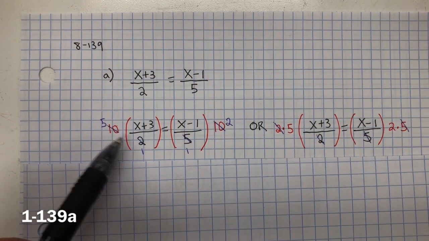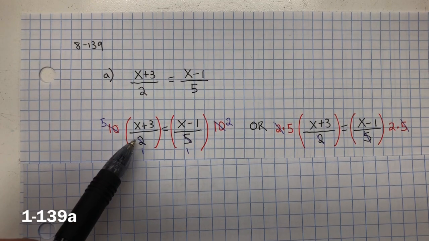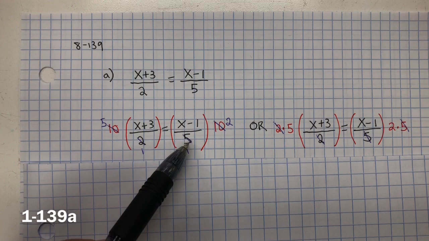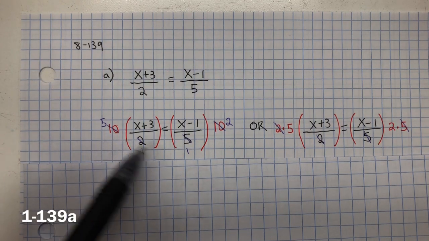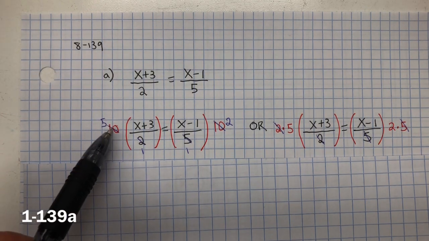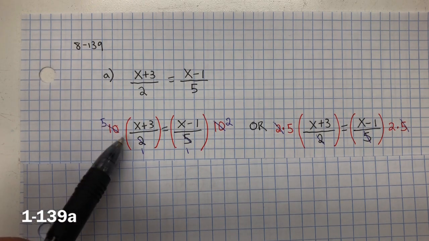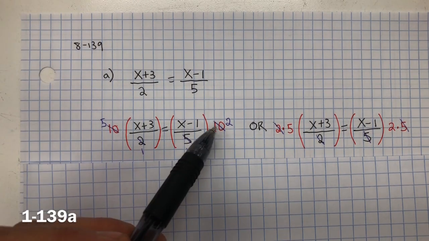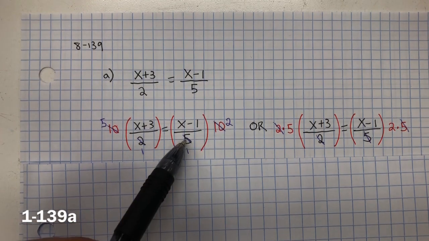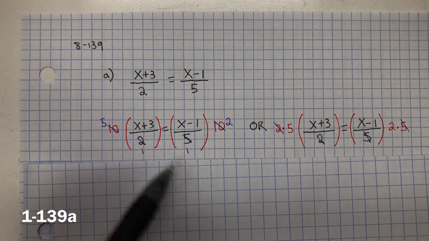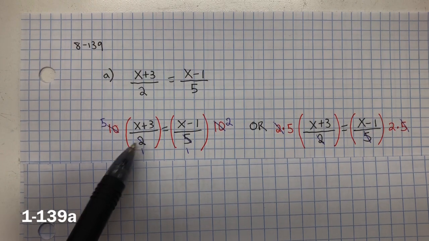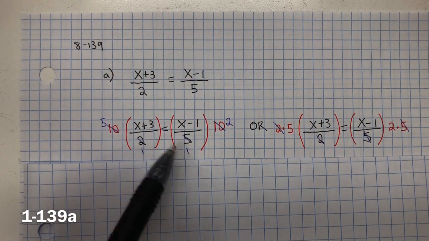So I'm going to put this in parentheses because I have to multiply each term by 10. The reason why I chose 10 is because 2 and 5 can both divide equally into 10. 10 divided by 2 is 5. And 2 divided by 2 is 1. 10 divided by 5 is 2. 5 divided by 5 is 1. So now this is called the fraction buster because we eliminated the fraction.